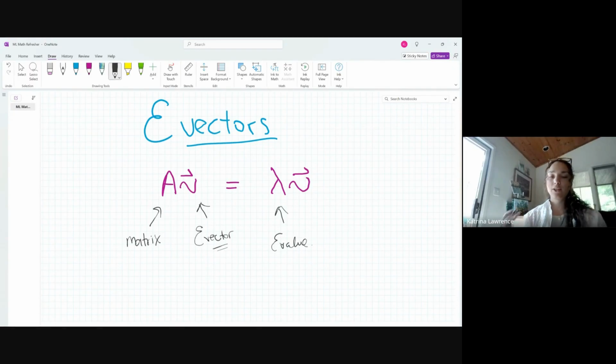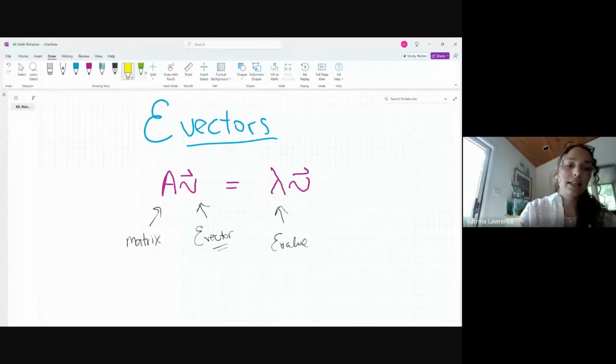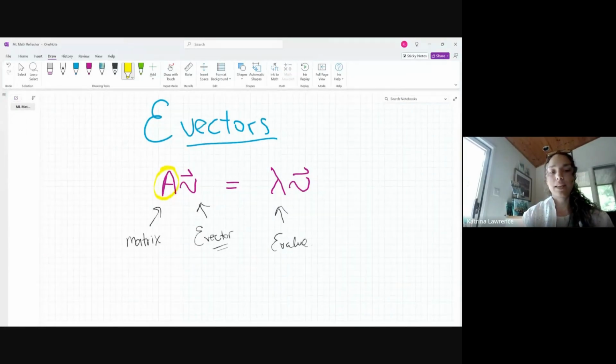So this equation really helps us understand the relationship between eigenvalues, matrices, and eigenvectors. It shows us that the linear transformation that matrix A imposes on our eigenvector V is equivalent to the scalar multiplication of our eigenvalue on our eigenvector. So this one scalar value can represent the entire linear transformation of a matrix on a vector. It will tell us how much this linear transformation has shrunk, expanded, rotated, or scaled our eigenvector.